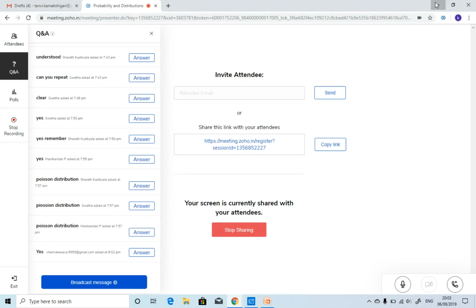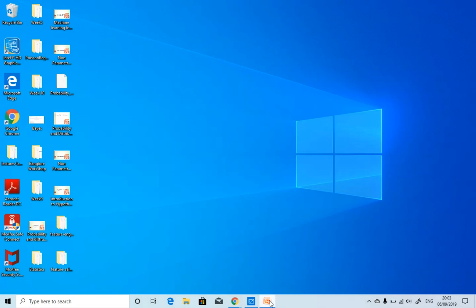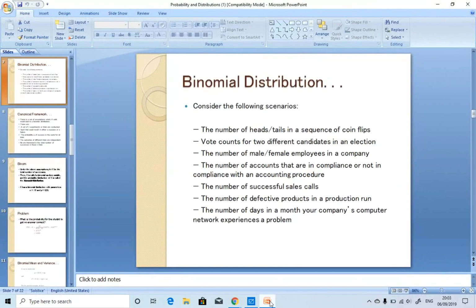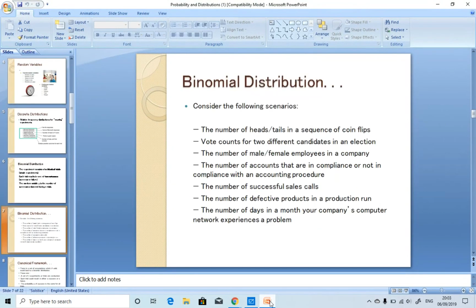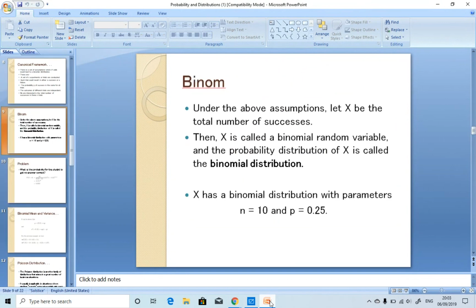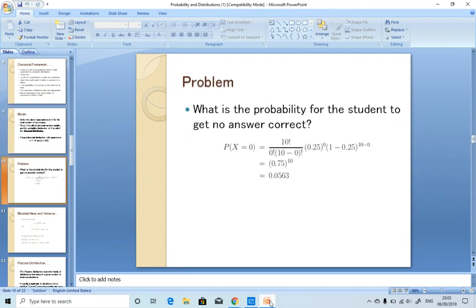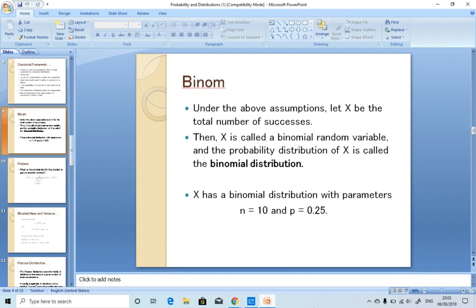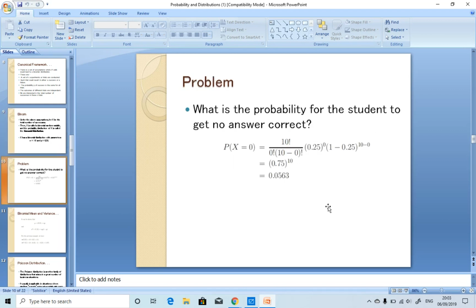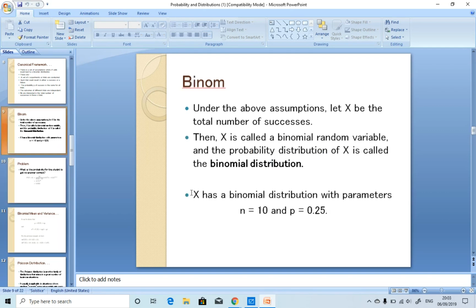Now we will do some hands-on with the binomial distribution. We are going to do some experiments and solve problems. In a binomial distribution, write down this: X has a binomial distribution with parameters n equal to 10 and p equal to 0.25. What is the probability that a student gets no answer correct? This is the question. Write down this.